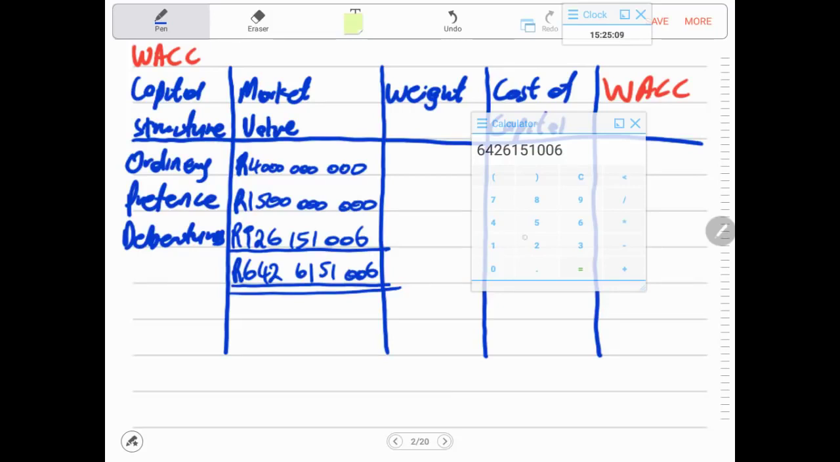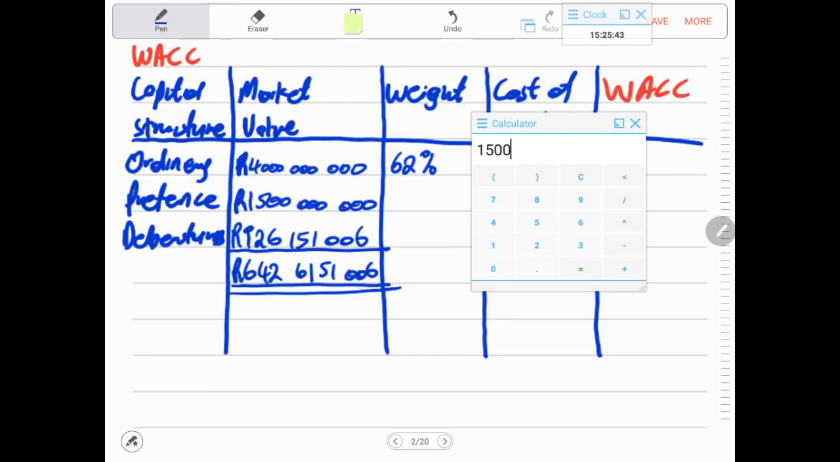Then now we have to say 4 billion for ordinary. Divide this by 642 6151 006, and this gives us the weight as 62%. So the weight here becomes 62%.